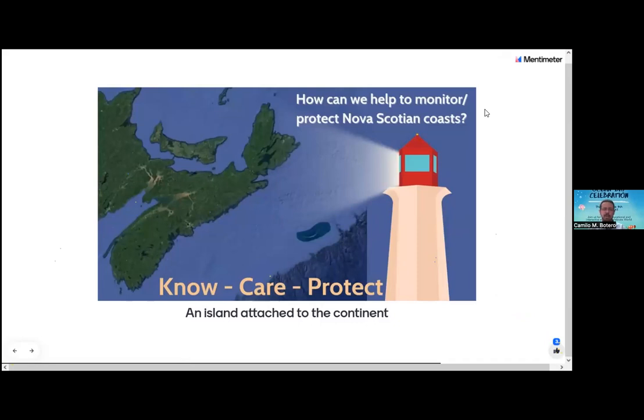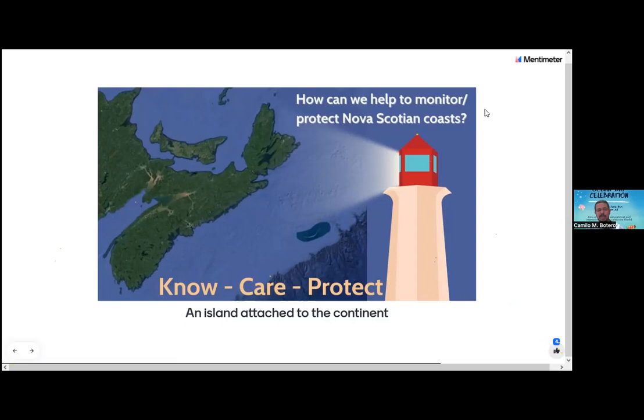Normally, I know now that I'm here in Nova Scotia that most of the people are aware that we need to protect coasts, and the coast is very important for the province, of course, but we need to do something. And again, we use the same statement: we need to know, and when we know, we can care, and when we care, we can protect.